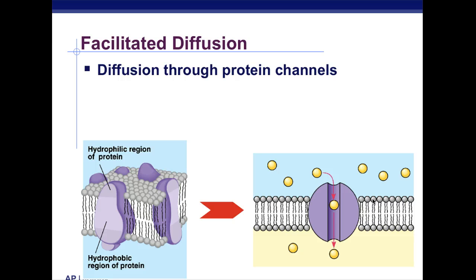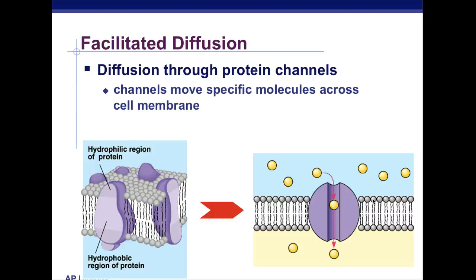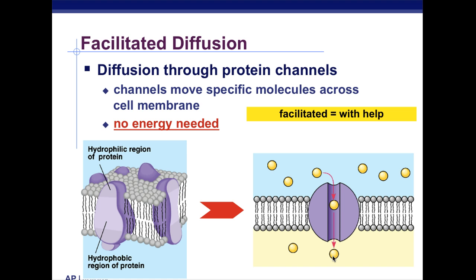So in the last two examples, we saw the molecules move directly through the cell membrane. Sometimes molecules can't move through a cell membrane and they need the help of a protein channel. So channels move specific molecules across the cell membrane, specifically things that are large or charged or polar because they can't fit through the phospholipid membrane. And with facilitated diffusion, again, anything called diffusion is going to require zero energy because we're going with the natural flow of things, an area of high concentration to an area of low concentration. So the term facilitated means with help. So this is diffusion with the help of a protein channel.